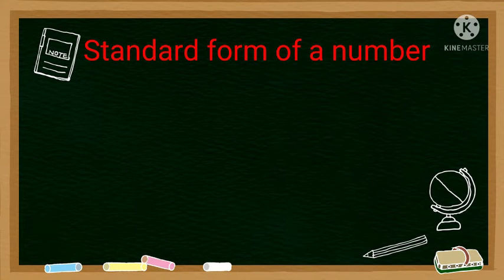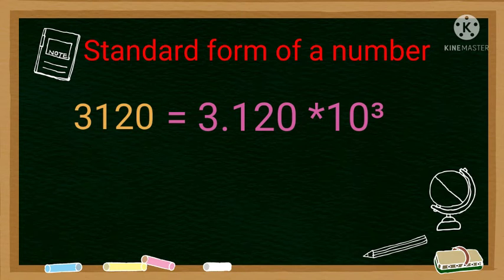For example, consider the case of a number 3120. To write it in the standard form, we write it as 3.120 multiplied by 10 to the power 3. Since on expanding this term, we get the number 3120, because 10 to the power 3 equals 1000 and 1000 multiplied by 3.120 equals 3120.